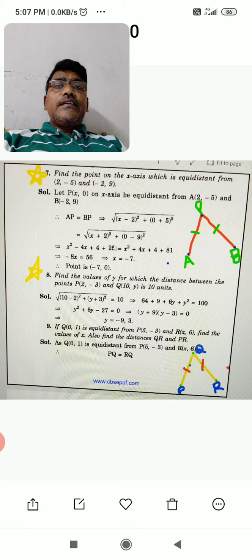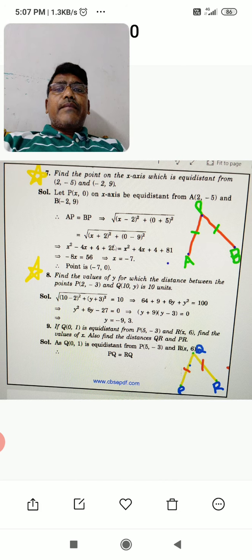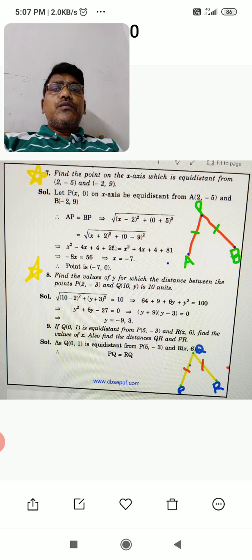Here also we are using the formula. I have given the diagram, you see here. The square root of 10 minus 2 whole square plus y plus 3 whole square, equal to 10 units, already given. Squaring both sides, 10 square becomes 100. 10 minus 2 is 8, square is 64, plus y plus 3 whole square, which is in the form of a plus b whole square, a square plus 2ab plus b square. So 64 plus 9 plus 6y plus y square equal to 100. Then it becomes y square plus 6y minus 27, since 73 minus 100 is minus 27.